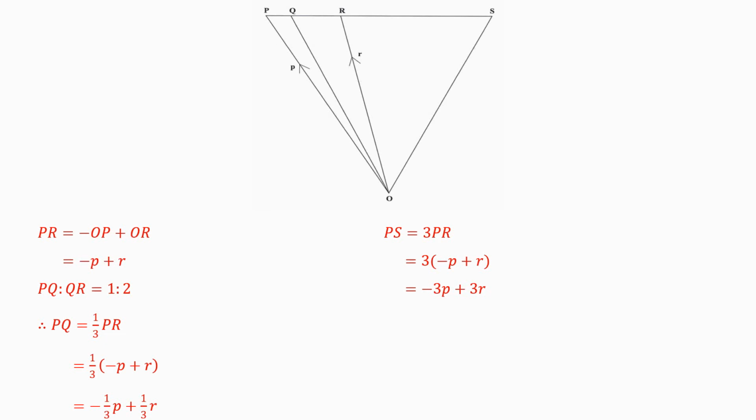With the values of PQ and PS, we can obtain QS in terms of p and r, since QS will be PS minus PQ, which is equal to negative 3p plus 3r minus (negative a third p plus a third r). You evaluate this, and you obtain QS is equal to negative 8 over 3 p plus 8 over 3 r.